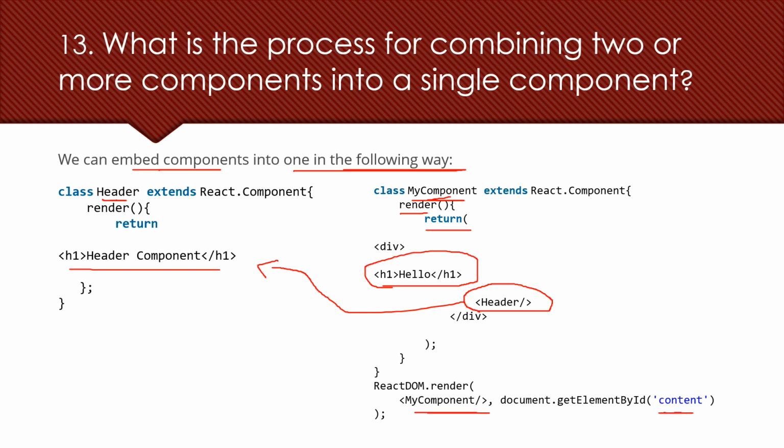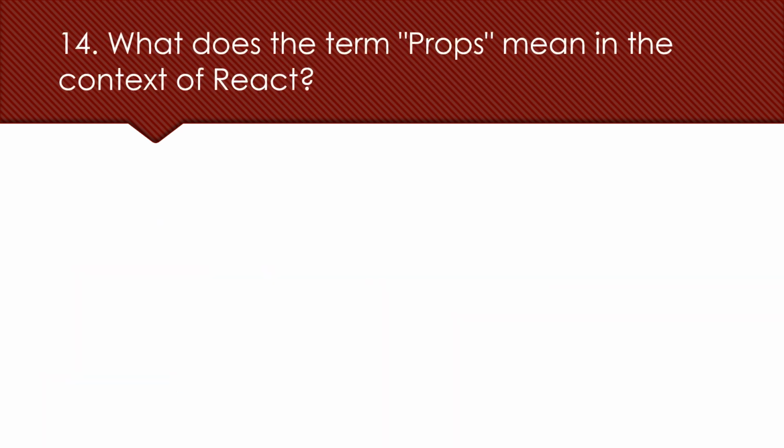This is my div structure with id as content. It will return something like Hello, then Header, then component. Sorry, my writing is not that good in here, but you got the point, right? So this is my first component, which is MyComponent, and this is coming from my Header component, which is here. Okay. The next question is, what does the term props mean in the context of React?